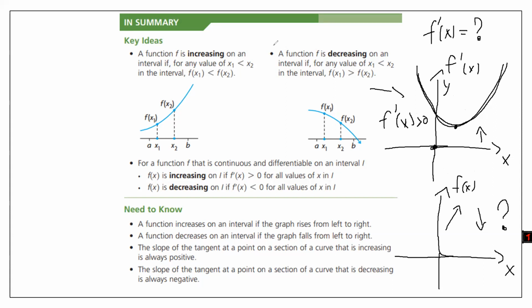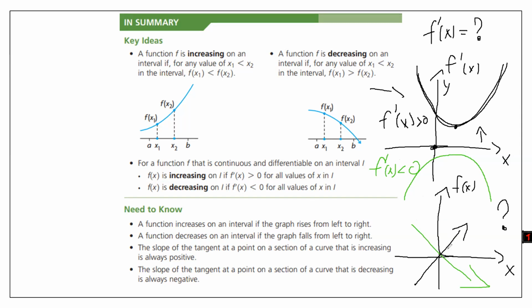We can do it the other way around. Let's say my derivative was like this, green. Here, I can see that my derivative is always less than zero. So I would say that my initial function was always decreasing. And the other way around, it was increasing.